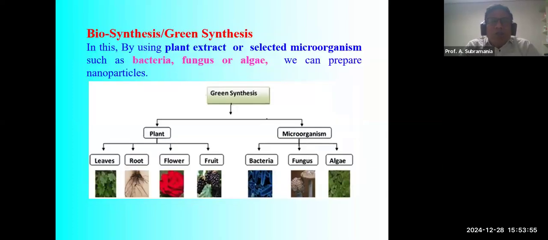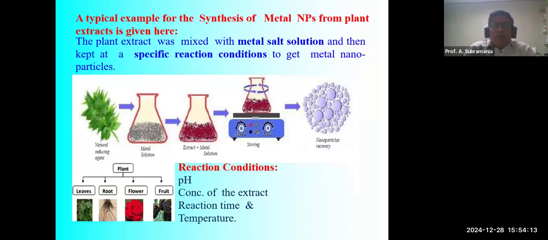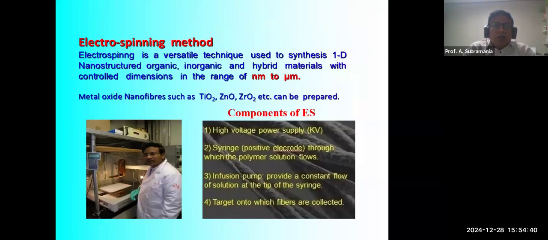Then biosynthesis or green synthesis. In this, by using plant extract or selected microorganisms such as bacteria, fungus, or algae, we can prepare nanoparticles. A typical example for the synthesis of metal nanoparticles from plant extract is given here. The plant extract was mixed with the metal salt solution and then kept at specific reaction conditions to get metal nanoparticles. By optimizing the pH and concentration of the extract, reaction time, and temperature, we can get the nanoparticles.